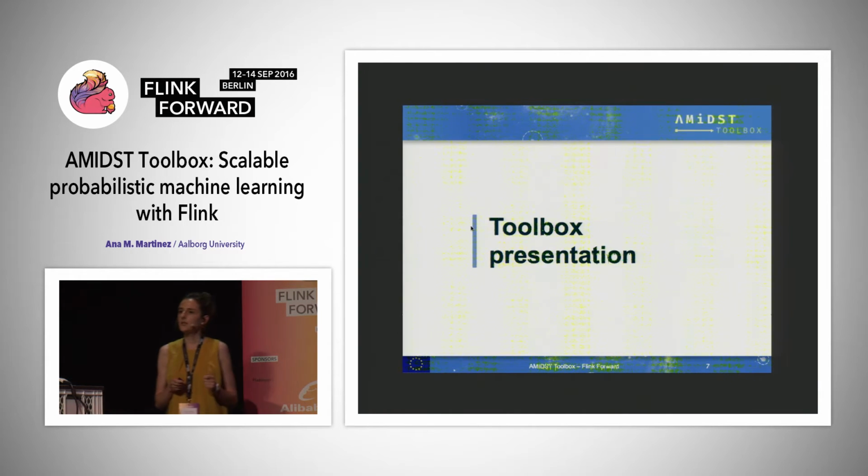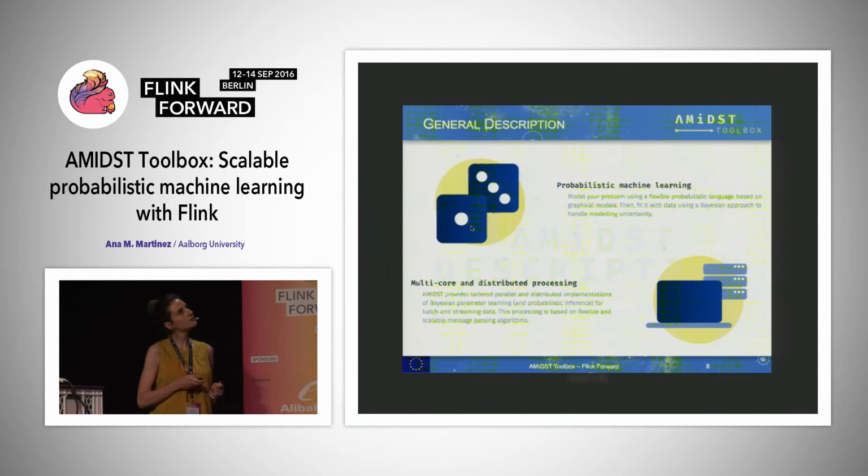So, before I continue, I'm going to give an overview of the toolbox. As a model, we use probabilistic graphical models with latent variables, and we use a probabilistic language to create these models. Then you just put your data there and a learning engine will learn the model for you. This learning part contains the highest computation. You can do it multi-core or distributed, using distributed processing with Flink.